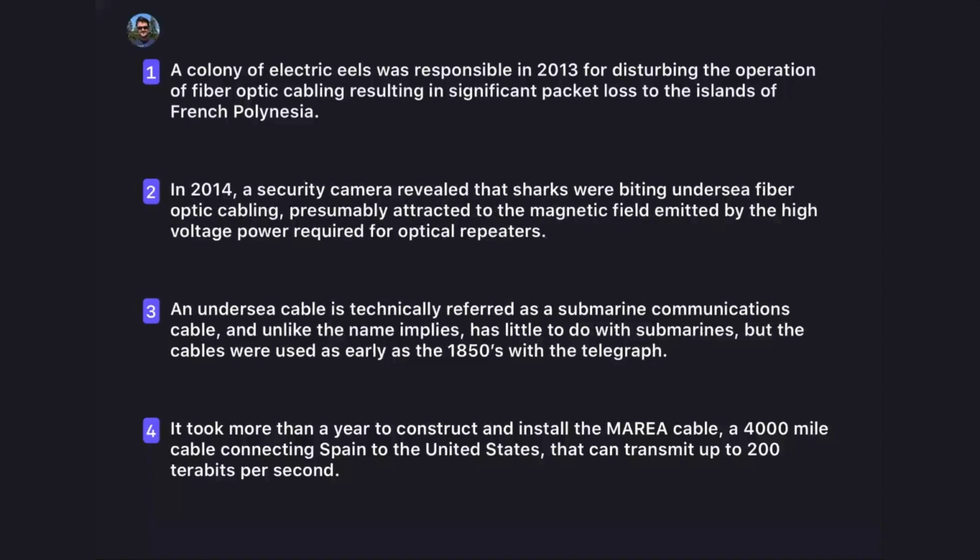Ben, why don't you go first? Oh boy. So I have heard that underwater cables do tend to be sometimes disturbed by wildlife and stuff. So I could really believe both of the first 2 of them, the one about the eels disturbing the cabling, and then also the sharks being attracted to the magnetic field because of the power required for the optical repeaters. So I'm just going to assume that those are both true, since there's only one falsehood in these 4. They both seem plausible, so I'm going to move on.